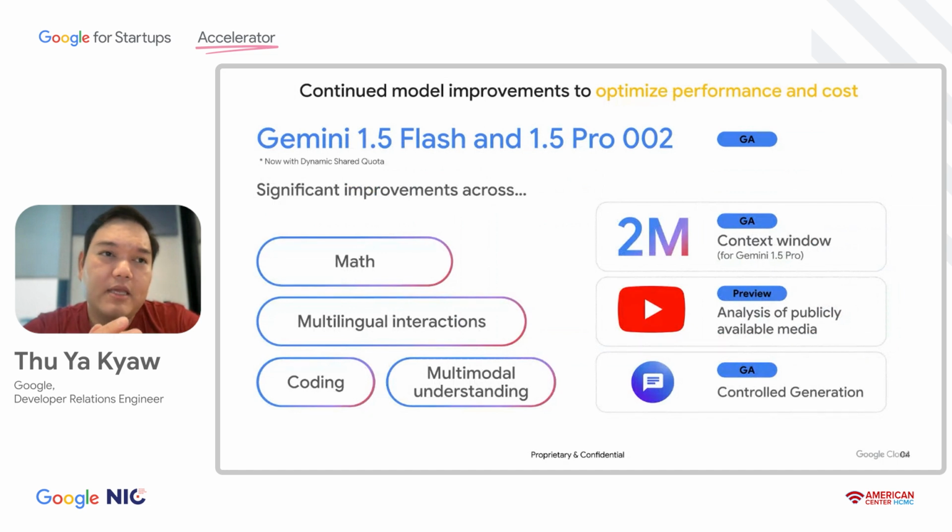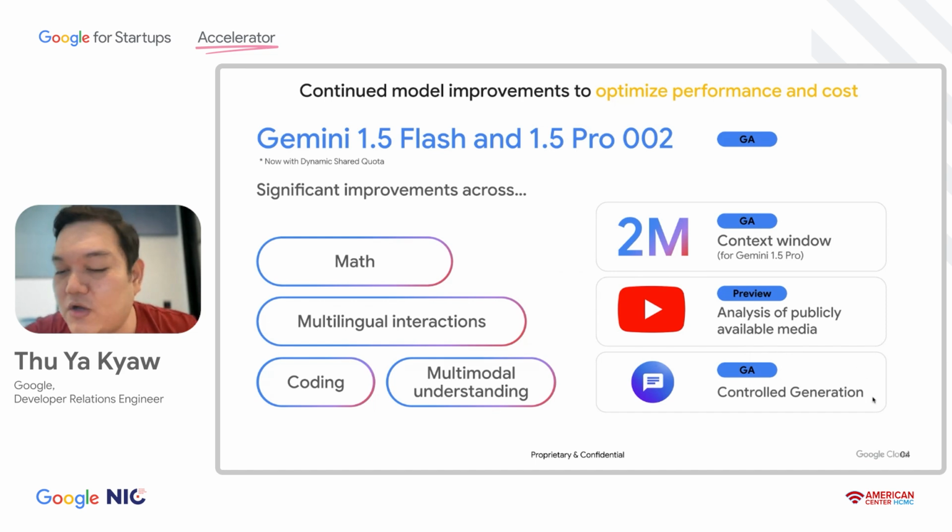So even though we don't change the names and the model number, the backend model has been changing from Google's point of view, right? So you actually have things like more math improvement, a multilingual interaction, with more languages being added to it. There's also a more comprehensive understanding in Flash and Pro. And there's also some other things, like if you want to analyze YouTube videos, which is still in preview, but you can do that with the newer version of this model, right?